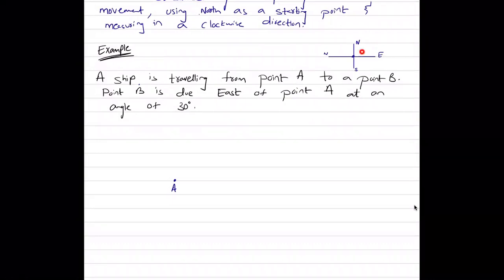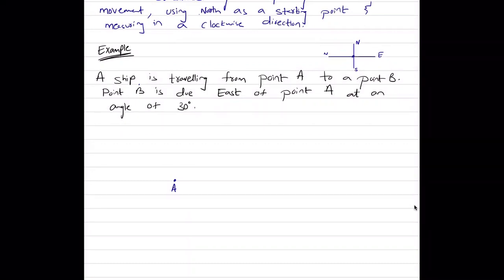Anything between north and east is northeast. Anything between south and east is southeast. If a ship was traveling between south and west, then we would say it's traveling southwest. And if a ship is traveling between west and north, we are going to say that the ship is traveling northwest.